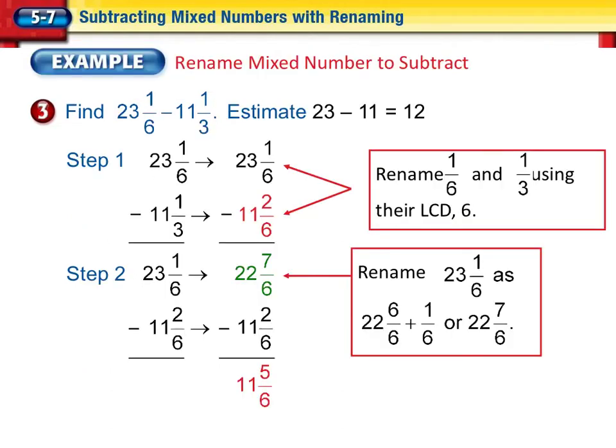Okay, let's look at this example. Find 23 1/6 minus 11 1/3. Let's estimate. 23 minus 11 is about 12, so we're looking for a number around 12.